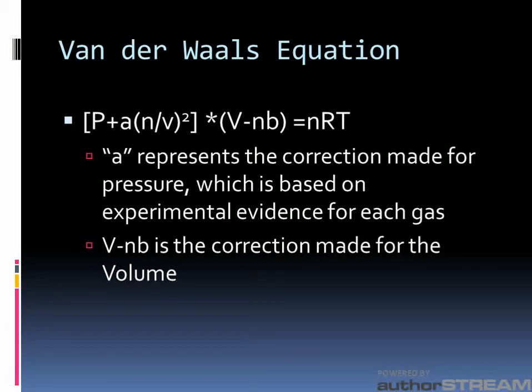By combining these two corrections, we get the van der Waals equation: P plus a times the quantity n over V squared, times the quantity V minus nb, equals nRT. The a in the equation represents the correction made for the pressure, which is based on experimental evidence for each gas. And V minus nb is the correction made for the volume.